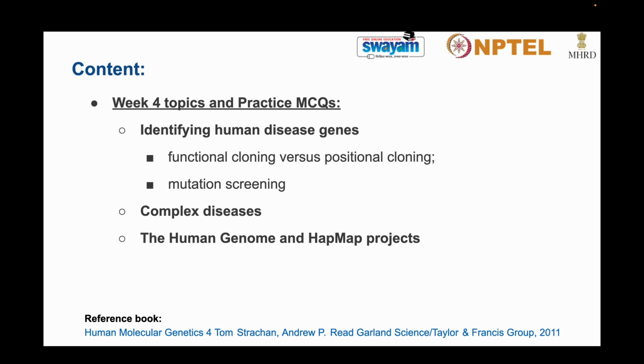So in week 4, the topics which we are going to cover are identifying the human disease genes, functional cloning versus positional cloning, and mutational screening. We will also look into complex diseases, and we will talk about the Human Genome Project and the HapMap project, why the HapMap project was built, what the reasons behind it were, and in the end, we'll also look into the various omics, and then we'll be wrapping up the session.